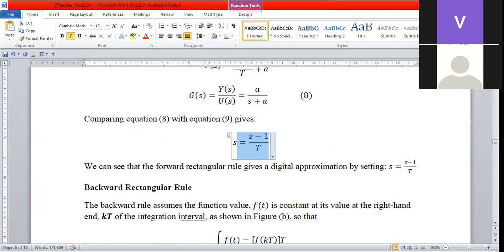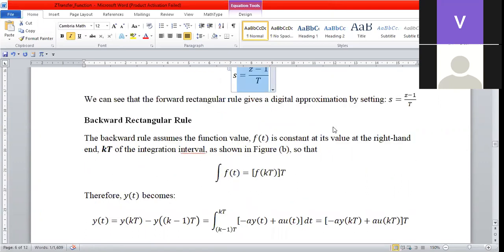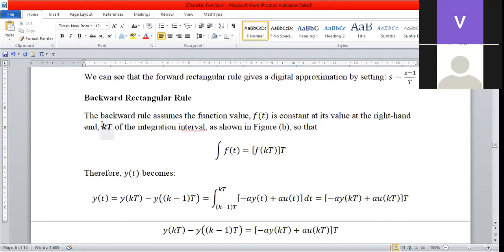For the backward rectangular rule, you are going to use the right side of the time that you have on the time axis. For the forward rectangular rule, we use k minus 1 t. But for the backward rectangular rule, in place of this t, we are going to replace it with kt, where kt is the time at the end of the integral. So that is the difference between the forward rectangular rule and the backward rectangular rule.